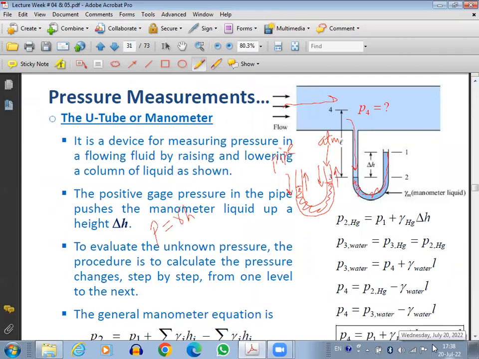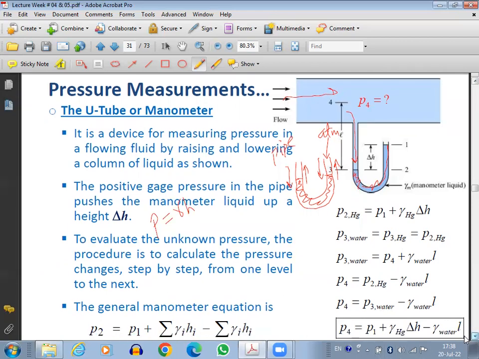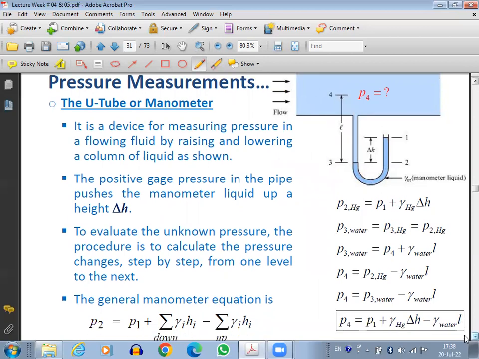Multiply by gamma. Okay, let's look at it in the direct approach.